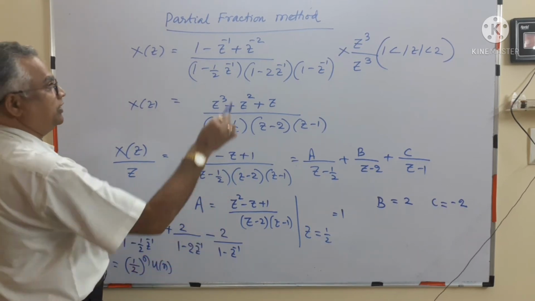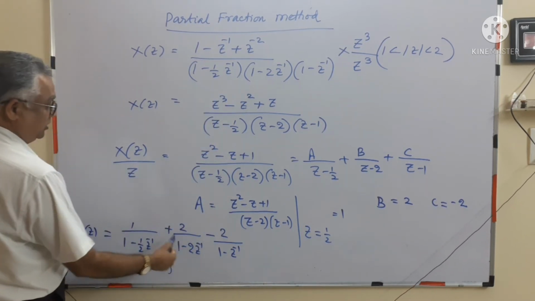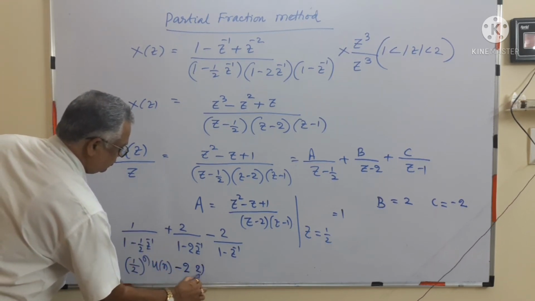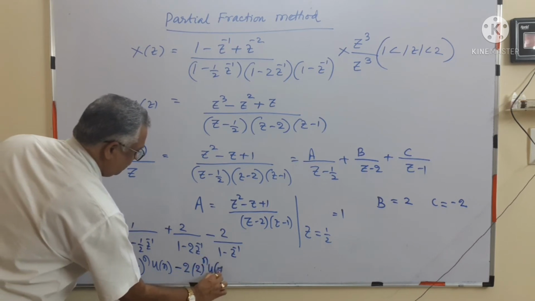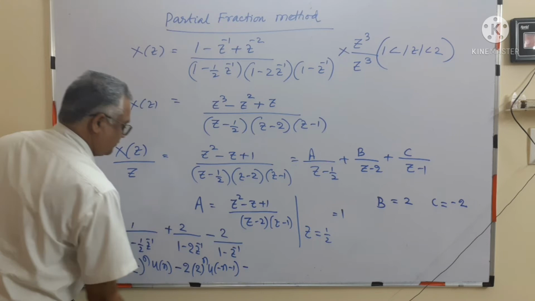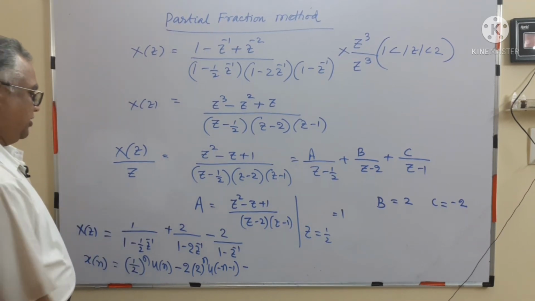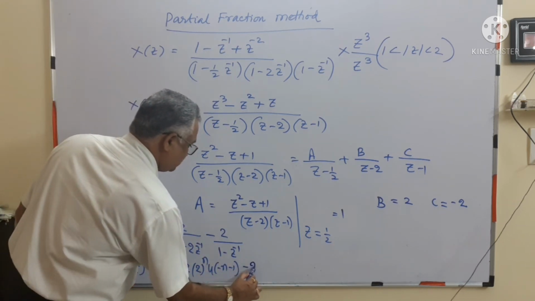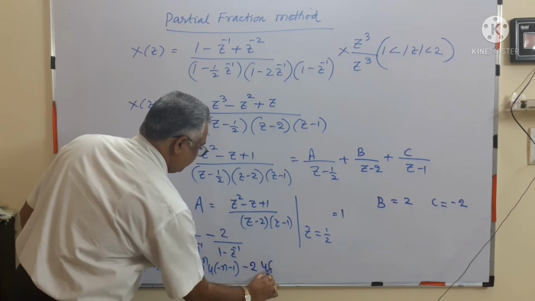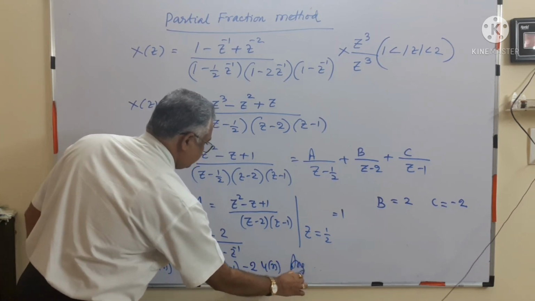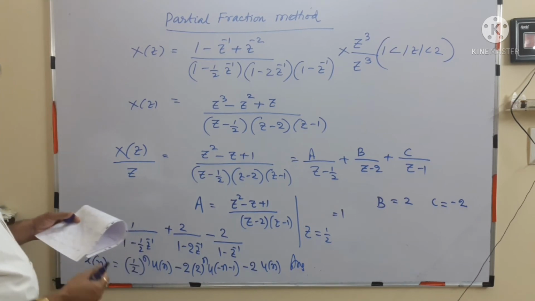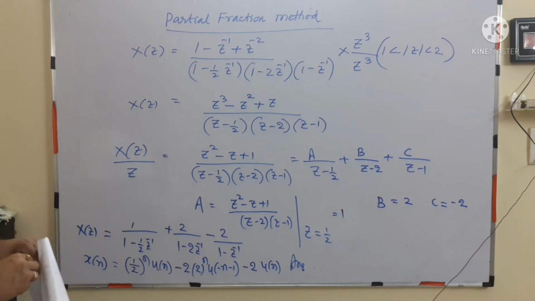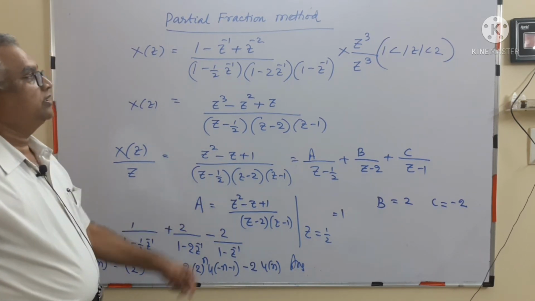Next, there mod z less than 2, so left side sequence. Minus 2 to the power of n, u of minus n minus 1. Next, here 1 is there, greater than 1, right side. So 2 u of n. This is the answer. So like this we can find the X of n.